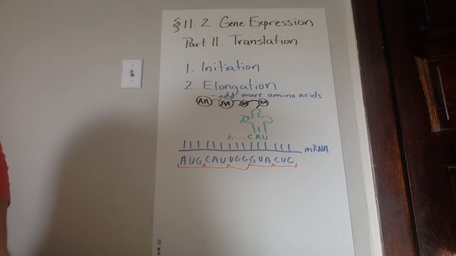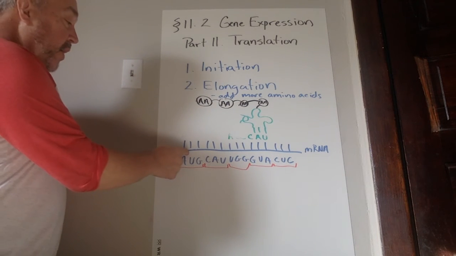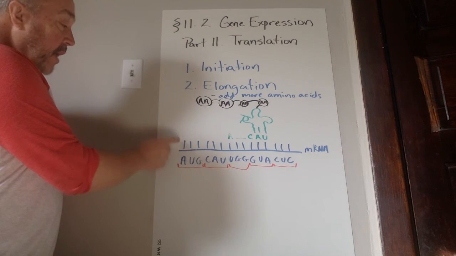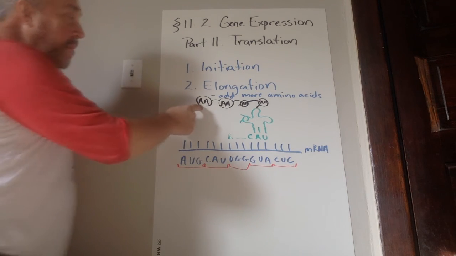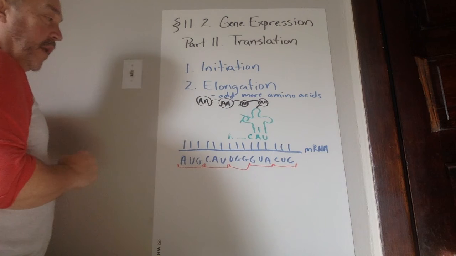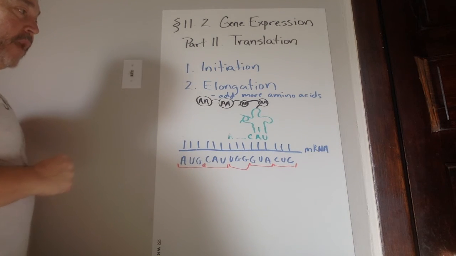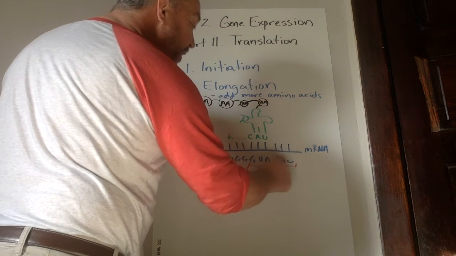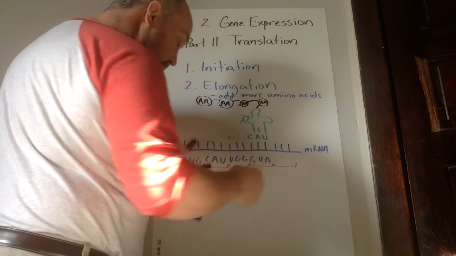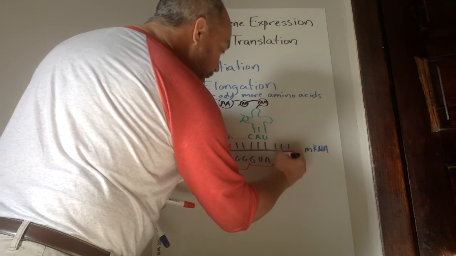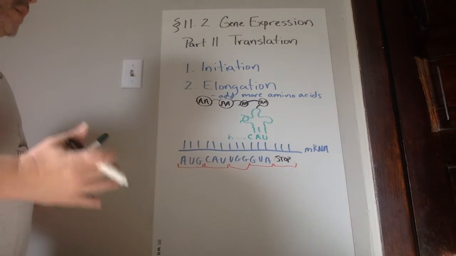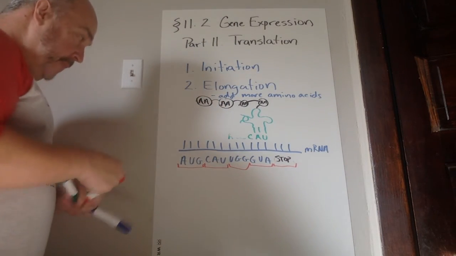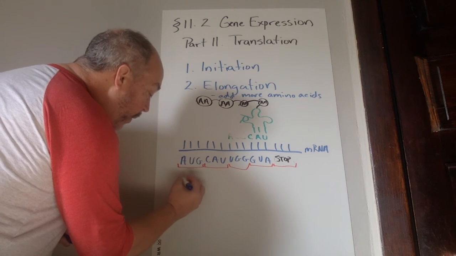So that's what elongation means. New tRNAs come in, match anticodon to codon. We form a peptide bond. We bring in another tRNA. Until finally we get to the last set. And there are what are called stop codons. These let us know we are done. So step 3 is termination.